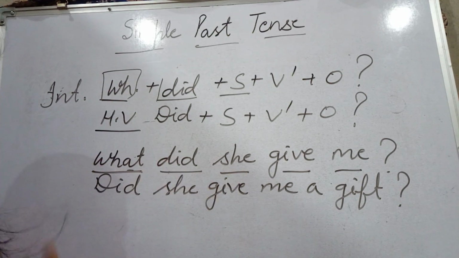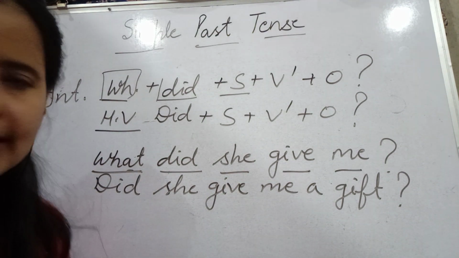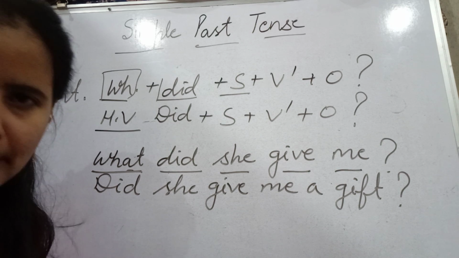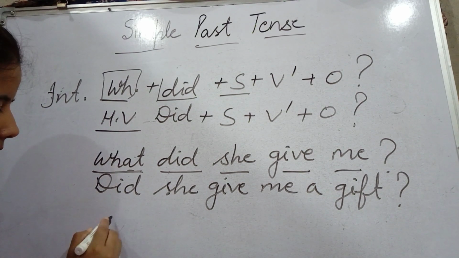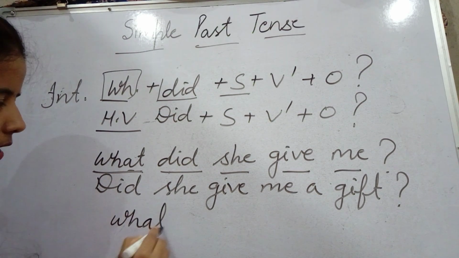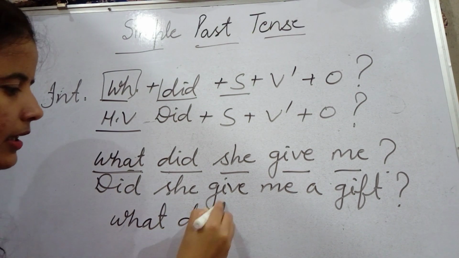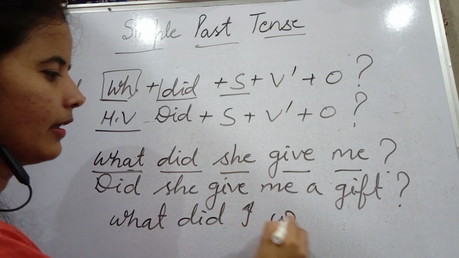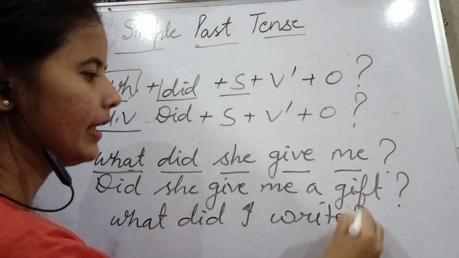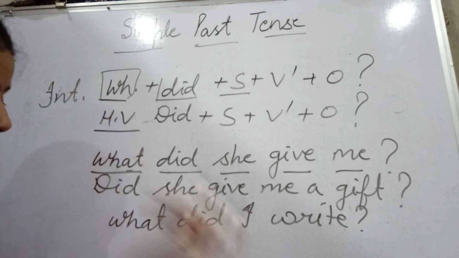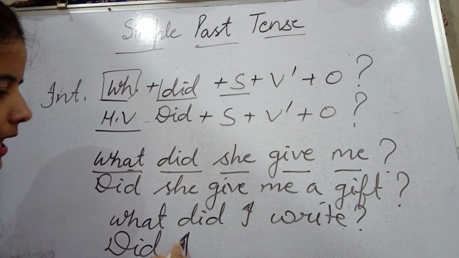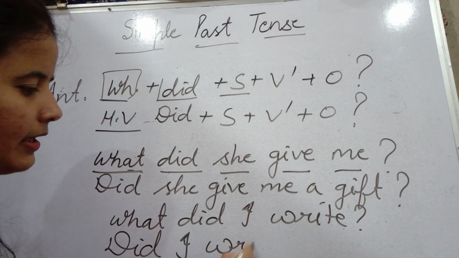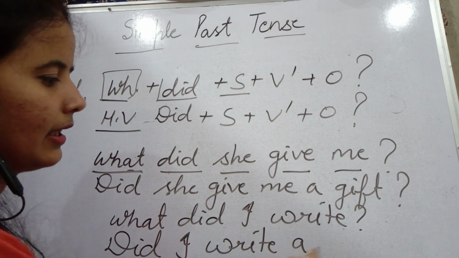And the other example was, I wrote a letter. The same sentence you can form in interrogative formation as well. I wrote a letter. So I can ask, who did I write? What did I write? And question mark. You can start it with a helping verb as well. Did I write a letter?